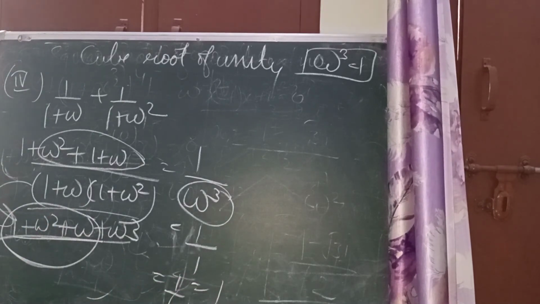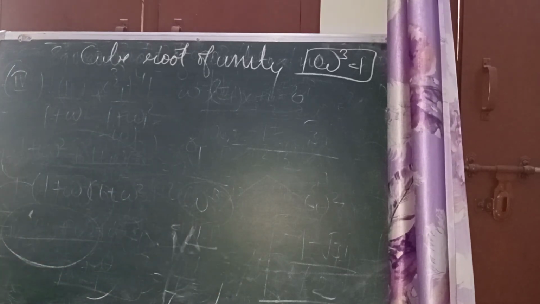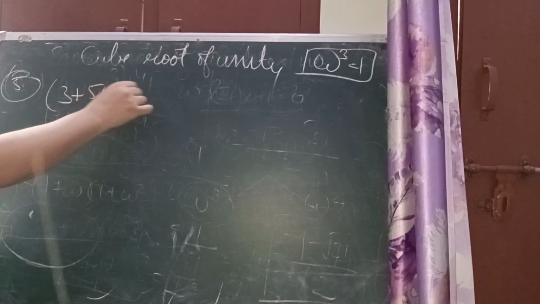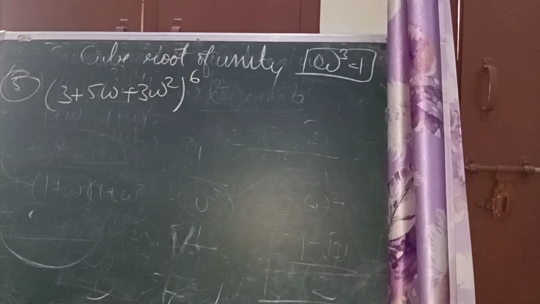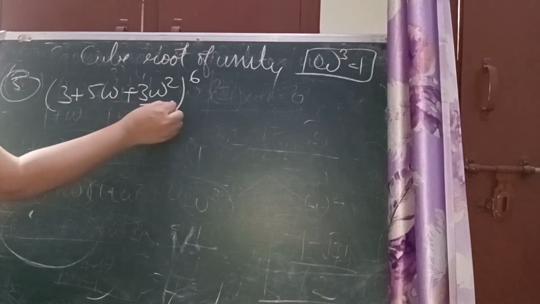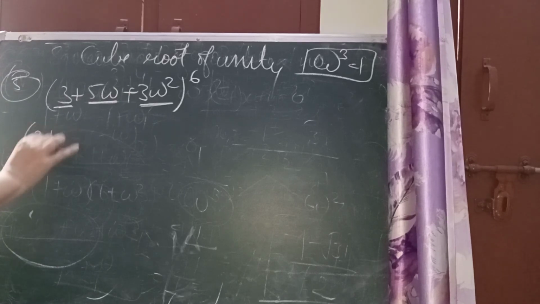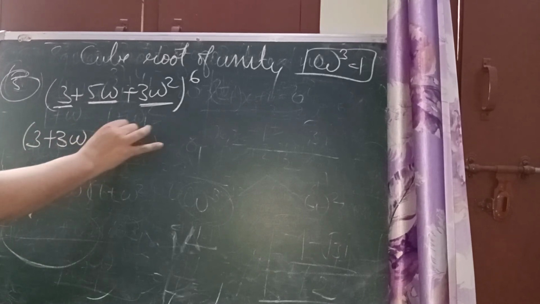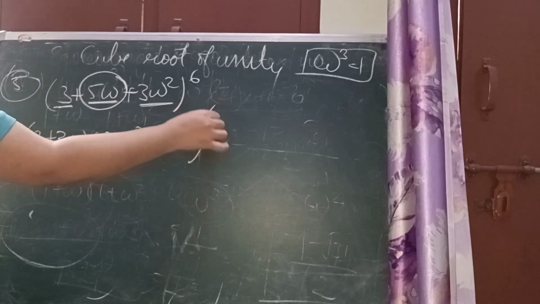One more example I am telling. That is question number 5. It is given (3 + 5 omega + 3 omega square) power 6. We have to prove it equal to 64. Another term was also given. I am doing this LHS. In these types of questions you have to focus on one thing: as it is 3 omega square, if I take 3 omega from the 5 omega, I get 3 plus 3 omega plus 3 omega square. What is left? It's left 2 omega, power 6.